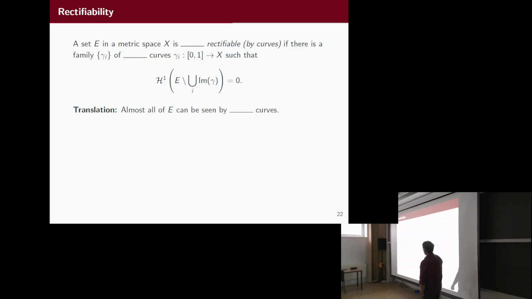So I'll show pictures on the next slide. What this means is that almost all of our set E can be seen by these kinds of curves, by Lipschitz curves. It's this generalization of manifolds, right? Manifolds are sets that we can cover with smooth charts. Here we have sets that we can cover with almost smooth Lipschitz charts almost everywhere. Almost is a very powerful word in geometric measure theory.